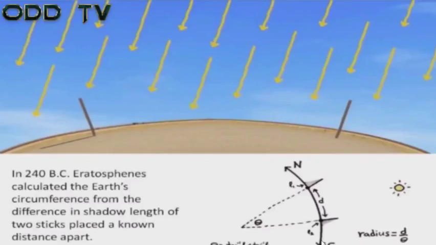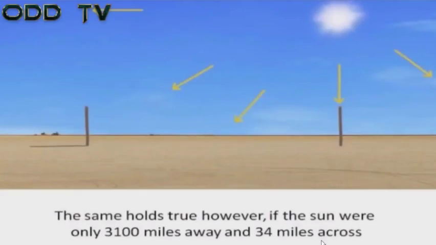Dang, Eratosthenes. So by taking a shadow length and knowing the distance between the sticks, you could theoretically work out the circumference of the Earth. This method requires that the sun be a long, long way away so that the light coming from the sun is all parallel. However, it turns out that you'd get exactly the same results on a flat Earth if the sun were only 3,100 miles away and 34 miles across.